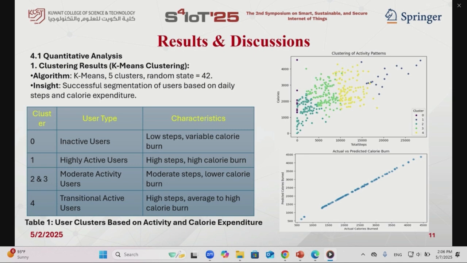analysis for better understanding. As you can see, the first is clustering performance, which cleanly segmented users by steps and step calorie expenditure. Table 1 shows 5 distinctive clusters: low, moderate, active, very active, athletic, each with clear center differences, validating our segmentation approach. Now moving on, you can also see these cluster activity patterns and actual versus predicted calorie burn. This is for better understanding of this graph or table.